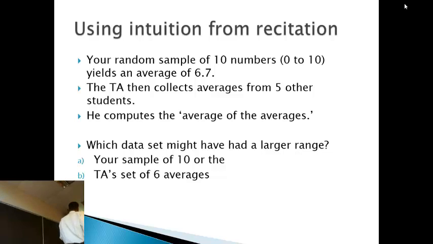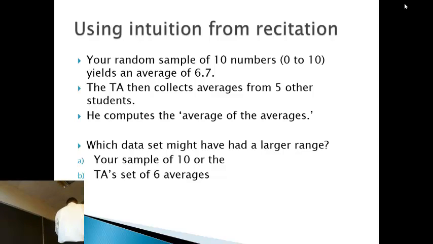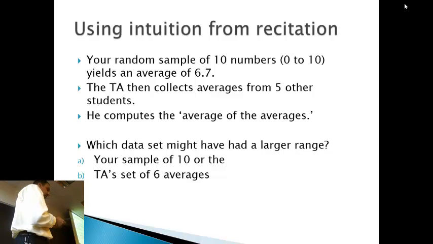Right? So the TA collects an average from 5 students. He computes the average of the averages. Which data set has a larger range? So we're going to try and simulate that right in this class, real life. Get out calculators. Okay? So I'm going to go ahead. Let's go to stat. And what I want you guys to do is go to probability, that's where it is. Math, probability, random integer. Remember that whole thing, random integer, right?